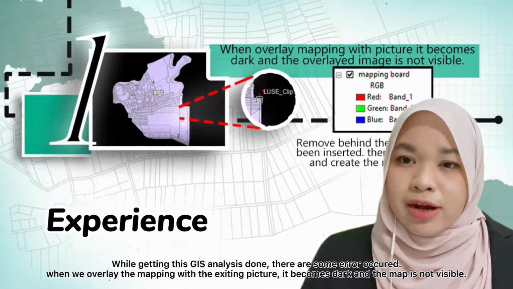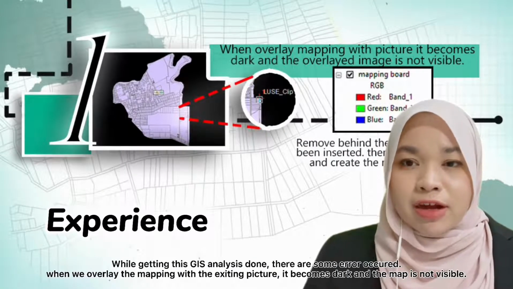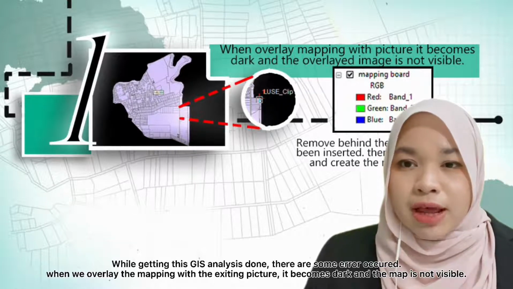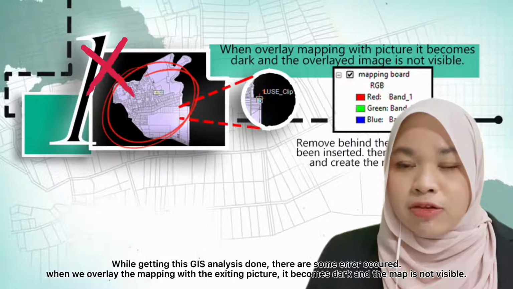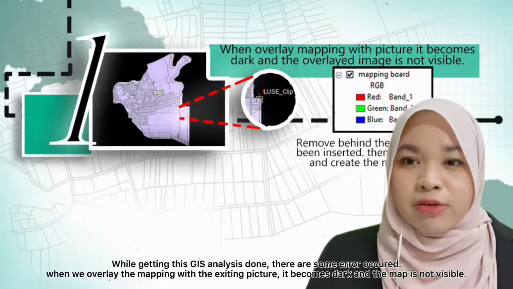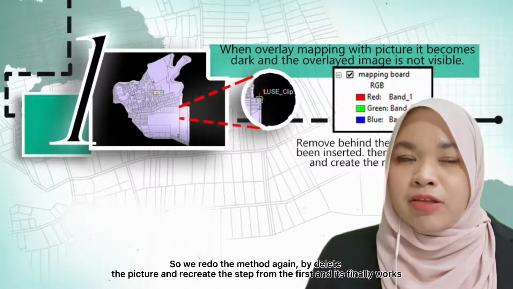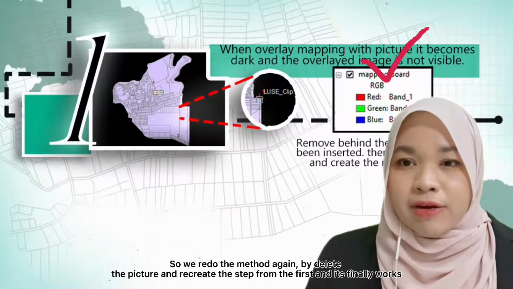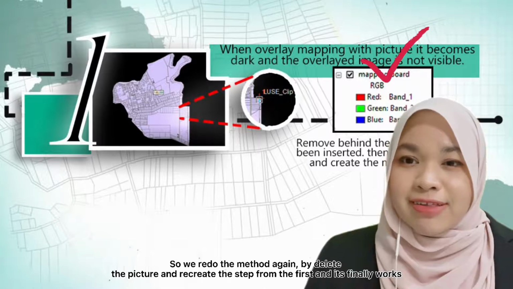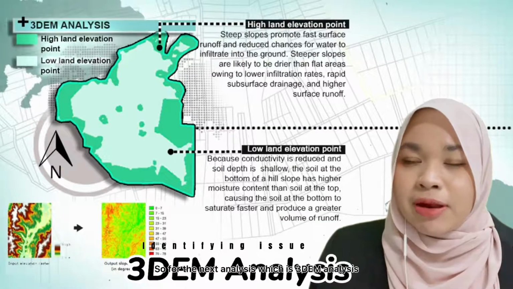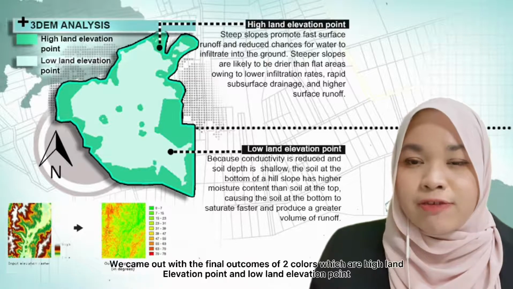While getting this GIS analysis done, there was an error when we tried to overlay the map with the existing image: it became dark and not visible. So we redid the steps by deleting the picture and recreating the stack from the first step, and it finally worked.